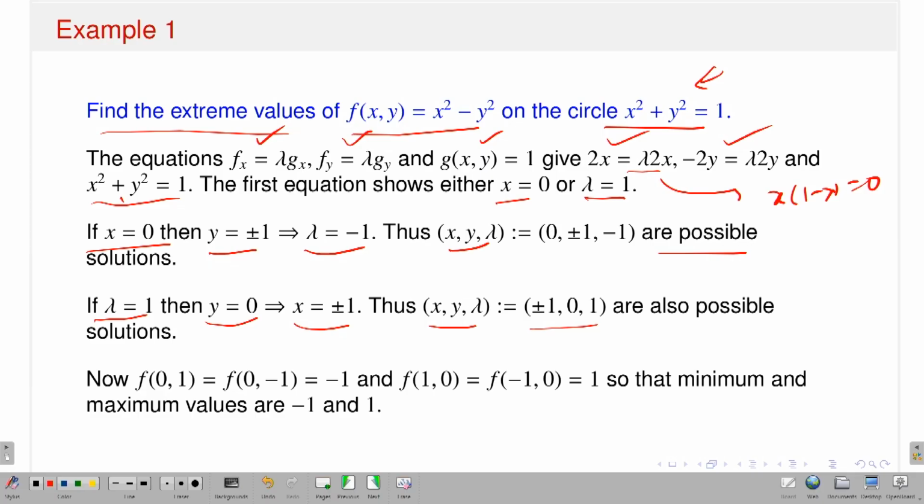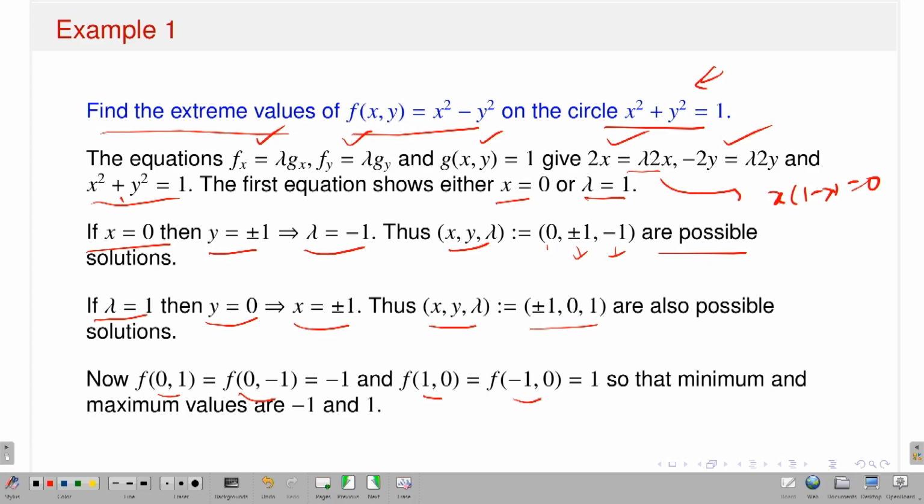So these are the possible solutions of the equations I just introduced in going from the constrained to the unconstrained problem. Now you have to just evaluate. Look at these possible points: the first is the x coordinate, the second is the y coordinate, and the third is the lambda coordinate. But I want a point in the two variables x, y. So you just forget about the last variable and think about the first two. That means you concentrate on (0, 1), (0, minus 1), (1, 0) and (minus 1, 0).